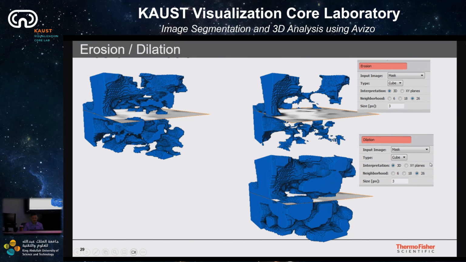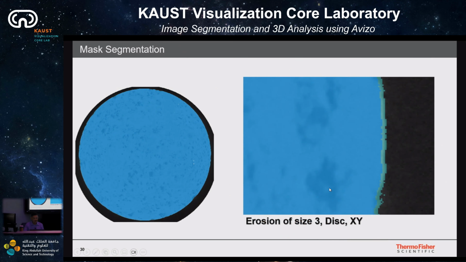And just a 3D comparison: you can see that if you do dilation or erosion in 3D, the original image is on the left over here. After you erode them, most of the structure has been reduced by a number of pixels. You can see the example with 3 pixels. And then if you expand them by dilation, you can see the growth of 3 pixels.